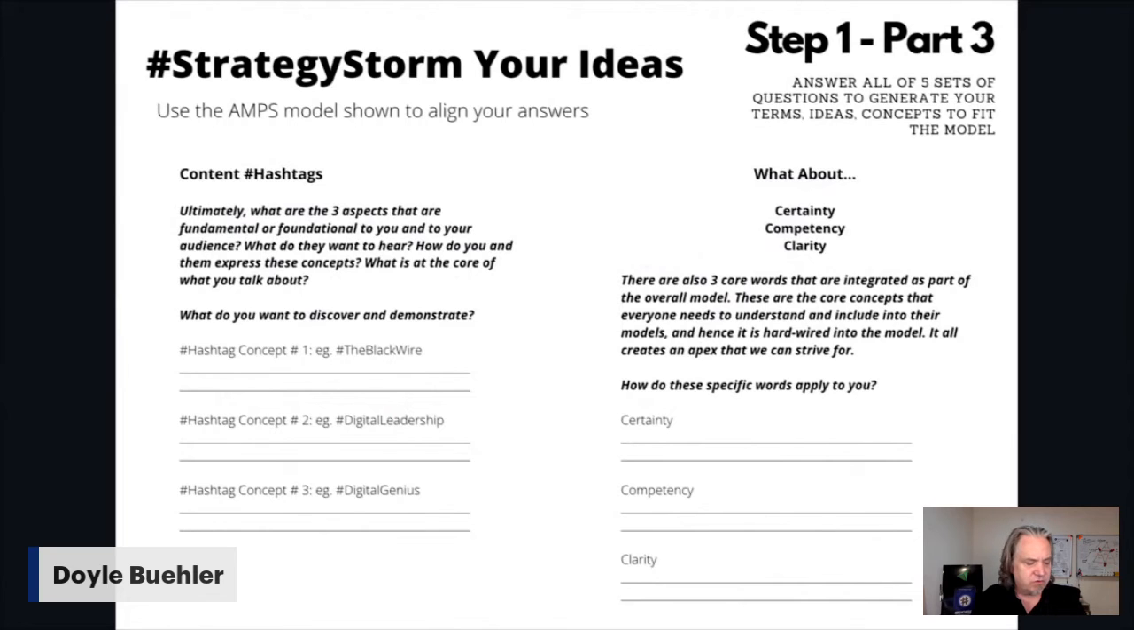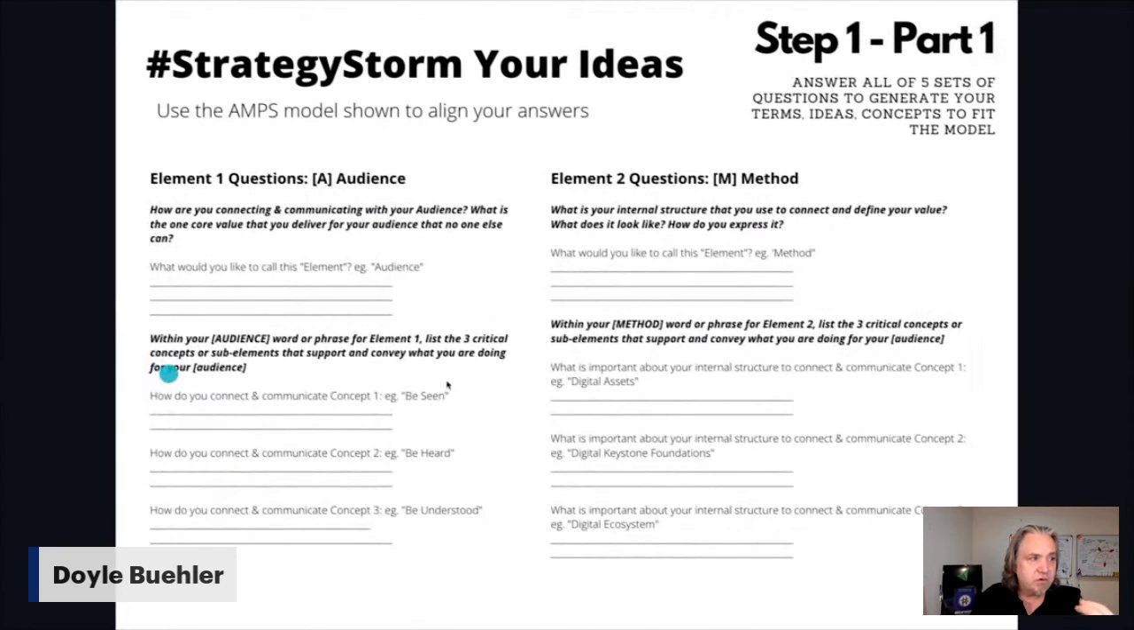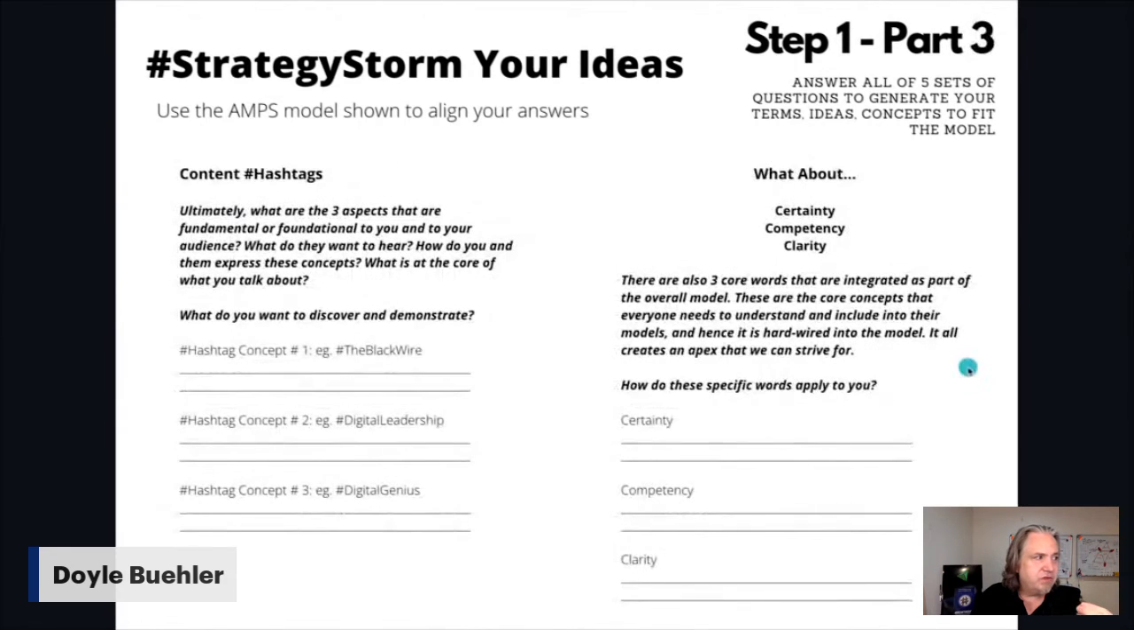And that's what I'd like you to go through for this final step of the exercise as well: how do we take those core words and translate them into something that's reflective of us and our business? So that's where you'll end up. Again, you've got the four elements, 1, 2, 3, 4. Go through the questions based upon the model, and then you'll move into the final content hashtags, and then the certainty, competency, and clarity, and how those fit together for you and your business.